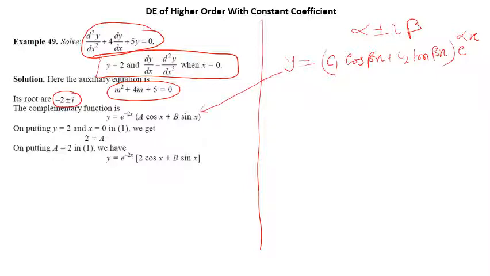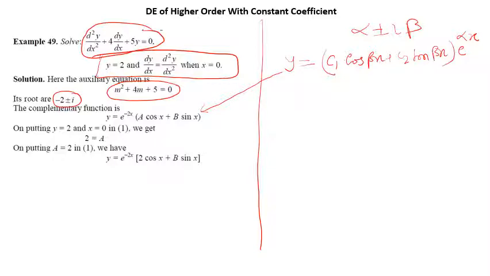Y is equal to capital A. Instead of c1, he has considered capital A. Capital A cos x plus capital B sin x into e to the power minus 2x. Apply the condition. What is the condition? If x is equal to 0, then y equal to 2.